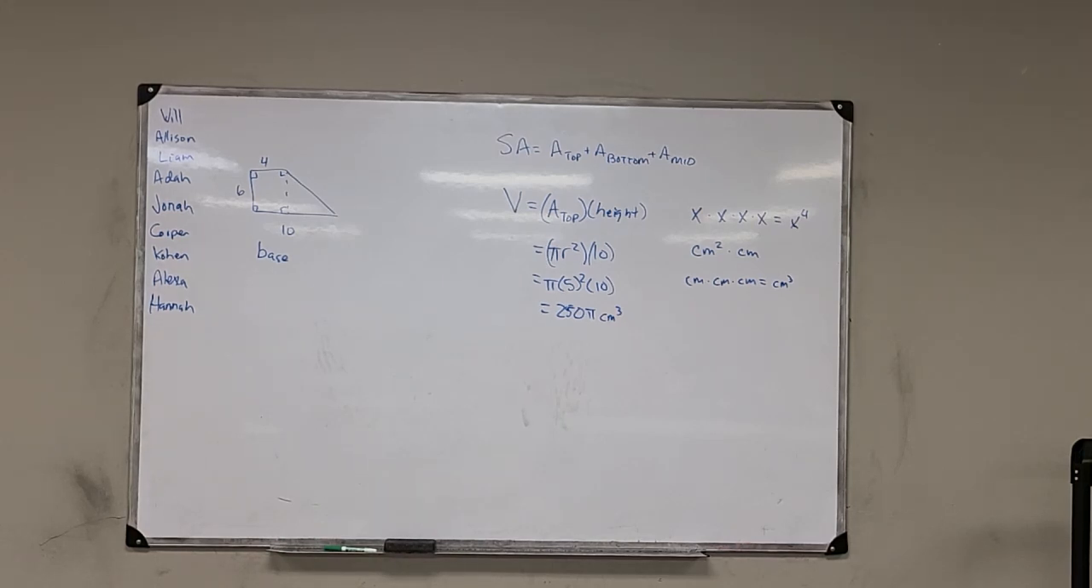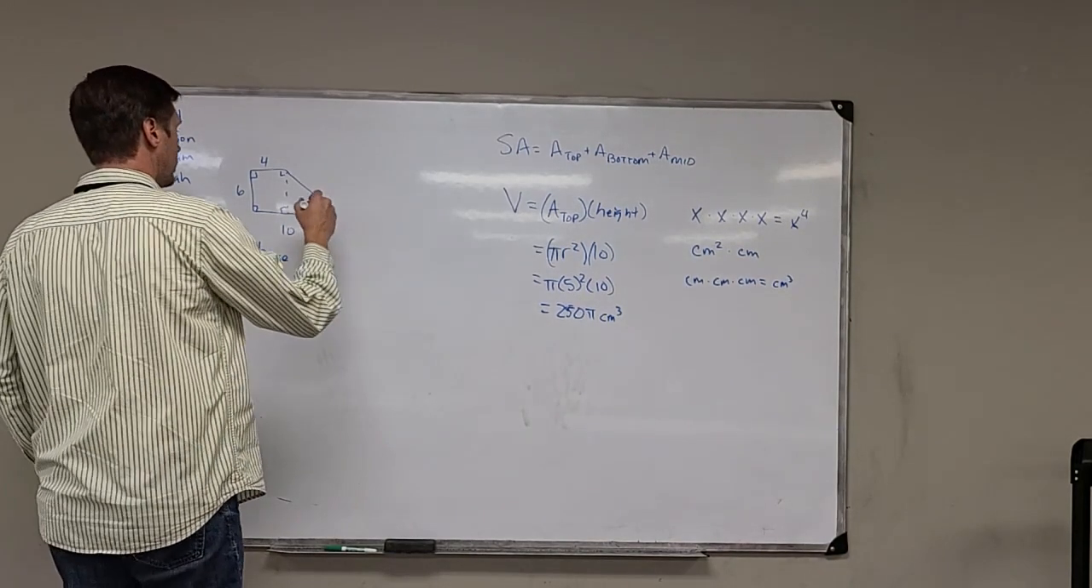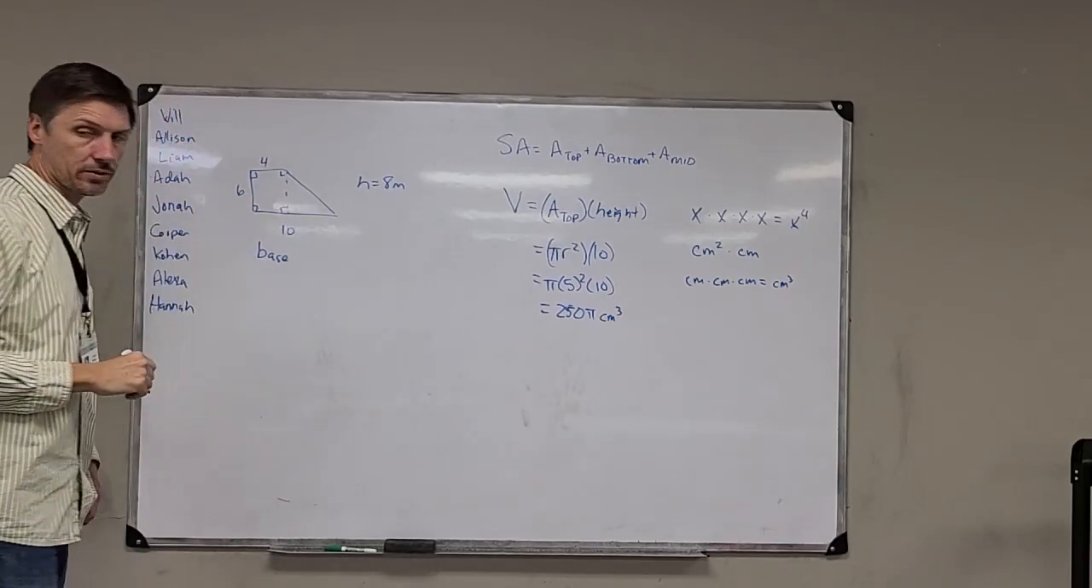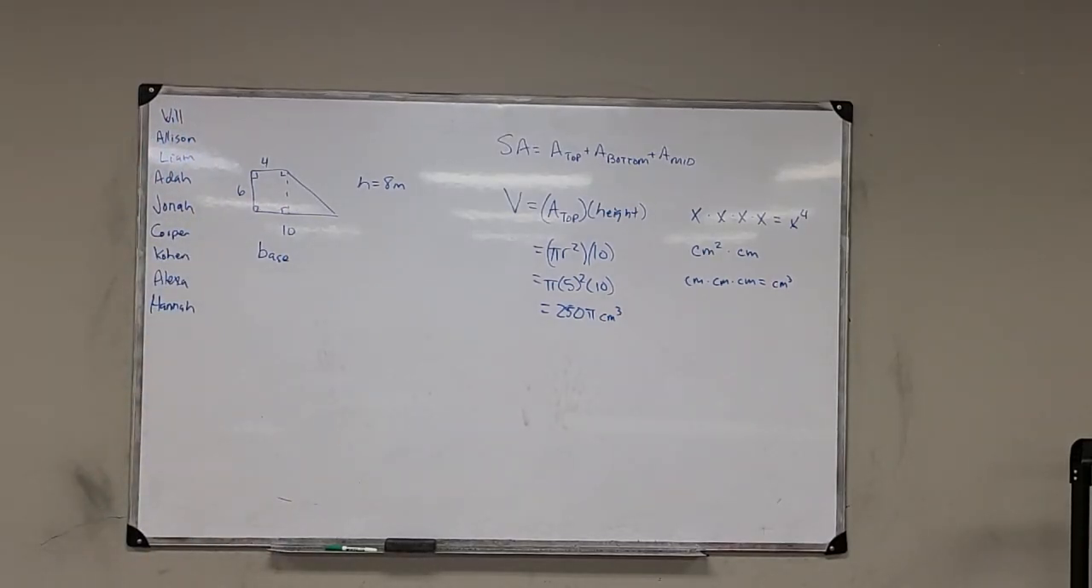So it's a right prism that is 8 meters high. So this is the base here, and our height equals 8 meters. All of these are in meters. And they ask us to find the volume.